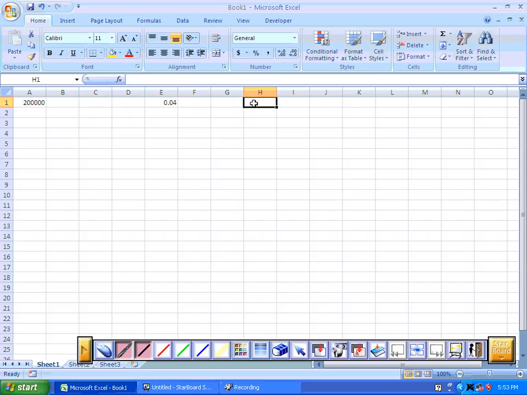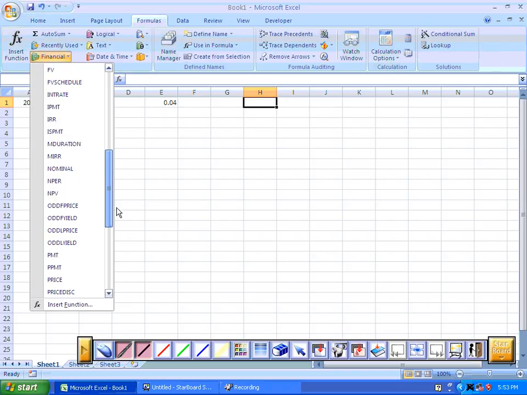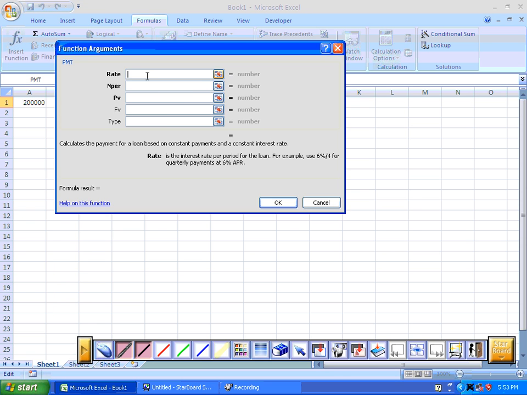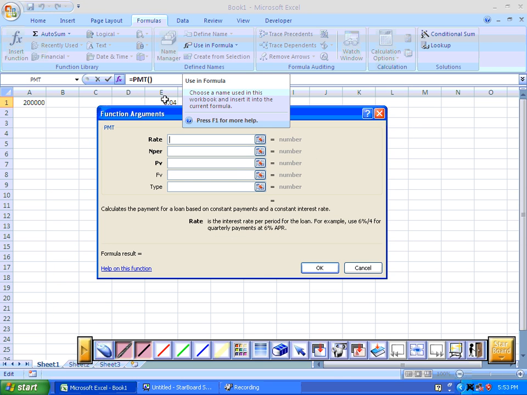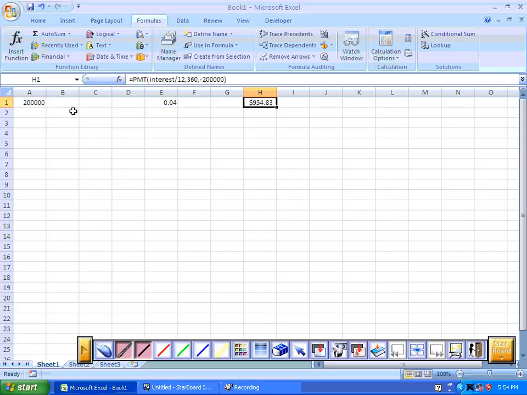But now, on the other videos, I've showed you one other method. I'm going to show you another method here that is maybe a little easier. So we go to formulas, financial, and then PMT. The rate is the interest divided by 12 because it's monthly interest. There's 360 payments, 360 months in 30 years. And the present value is, now this is important, negative $200,000. That means my payment is going to be $954.83 a month.